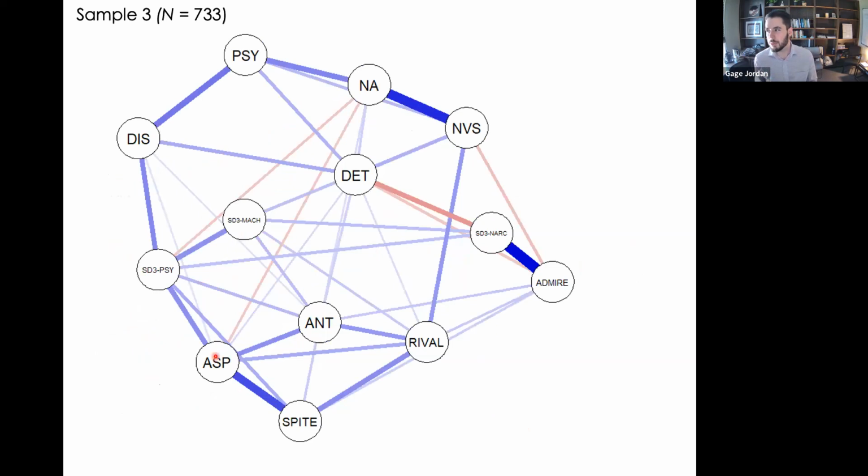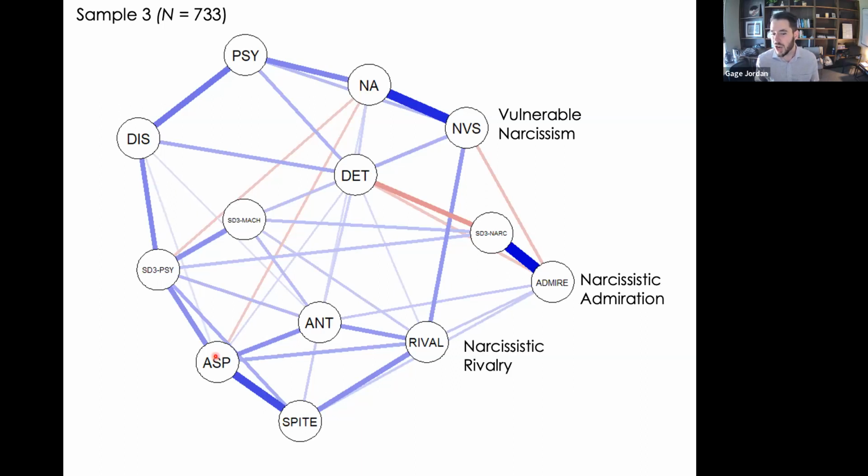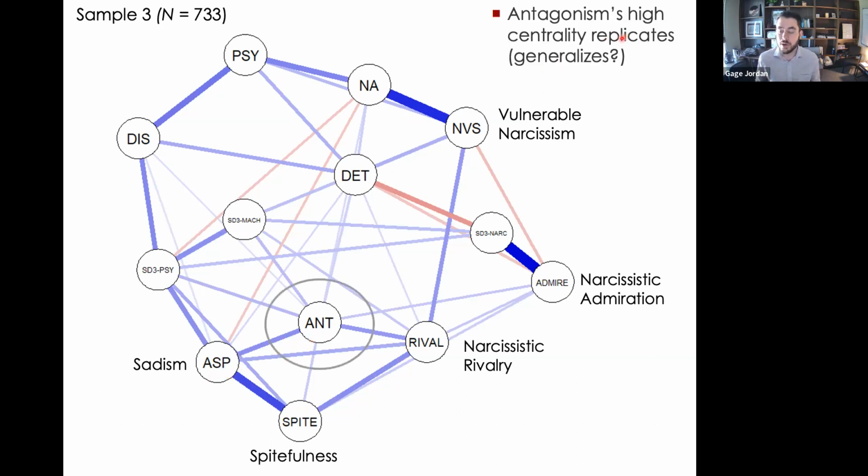Like I said, won't really focus much on sample 3, but we're just extending some different measures of narcissism. NVS, vulnerable narcissism, different features of narcissistic admiration and rivalry. Spitefulness is in there as well, because some people who are narcissistic are also spiteful. People who are sadists tend to be spiteful as well. You see those associations going on here, but what do we focus on? Antagonism as well, right? Centrality replicates and maybe generalizes. When you're looking at different measures of narcissism, when you're including other dark, negative personality features, antagonism seems to play a pretty strong role here.